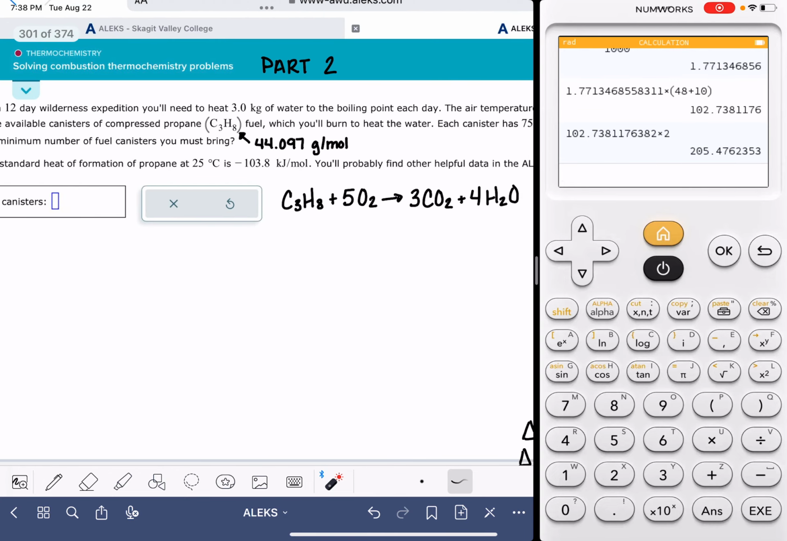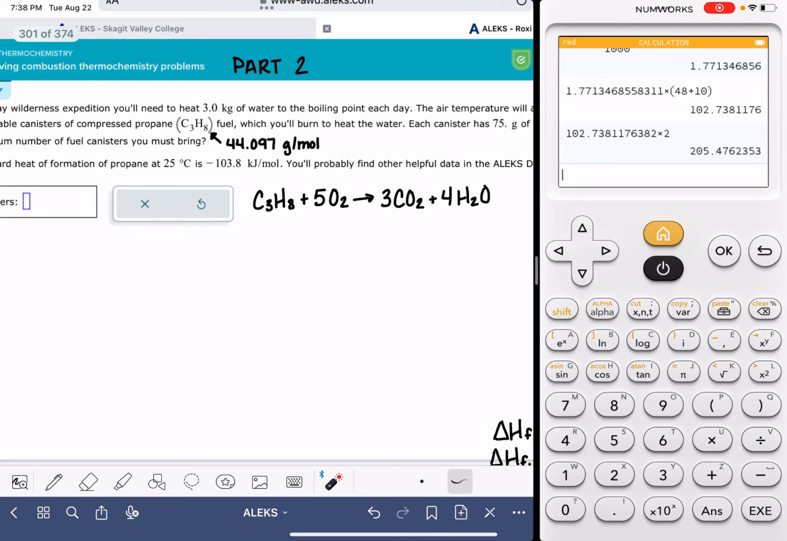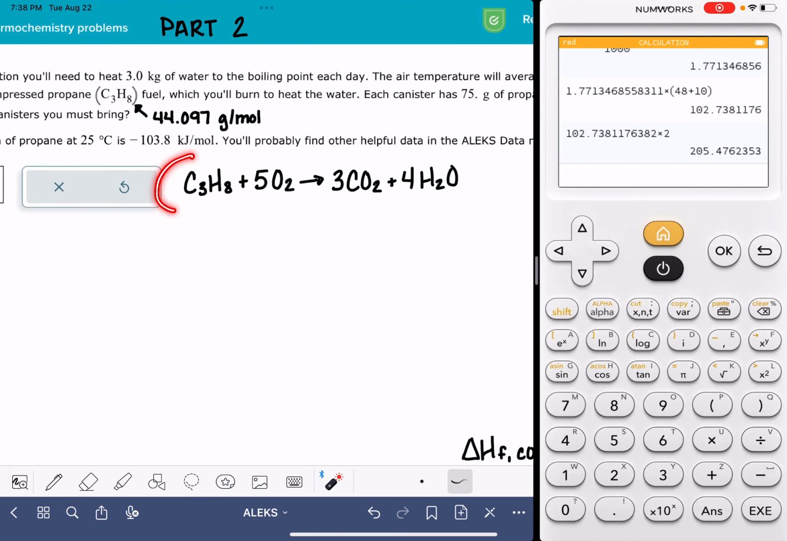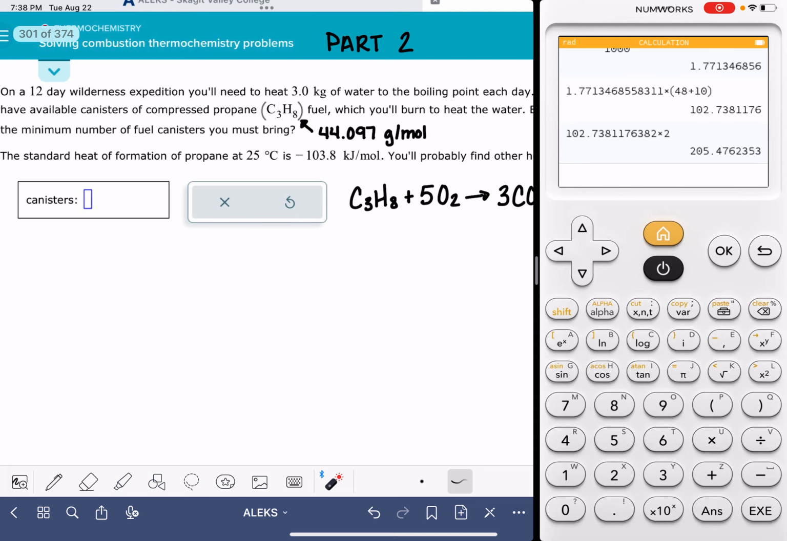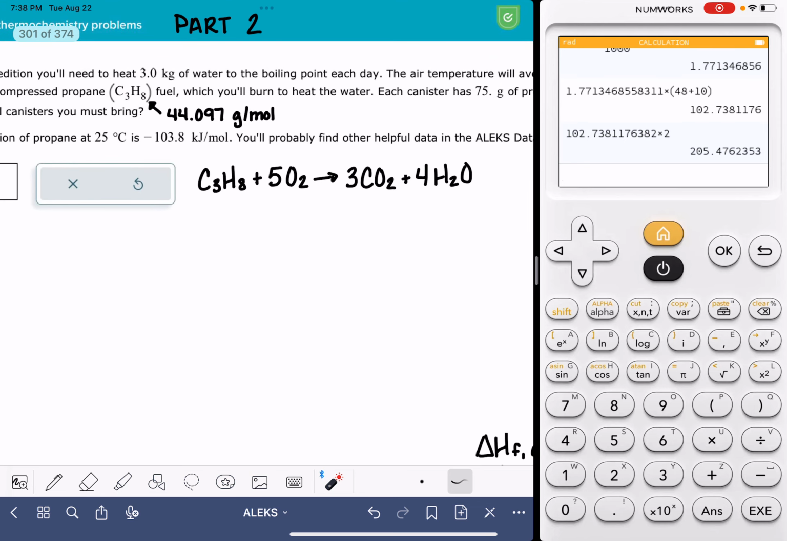So this problem is asking us to determine how much fuel we need in order to boil a certain amount of water. And what we are going to do is figure out how much energy is needed to boil the specified amount of water. And we're also simultaneously going to be figuring out how much energy is given off every time this particular reaction takes place. Let's start with that calculation.